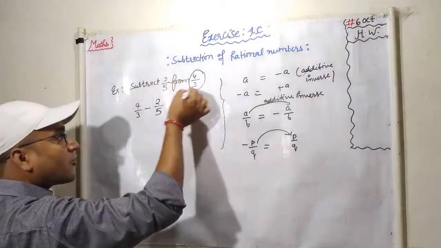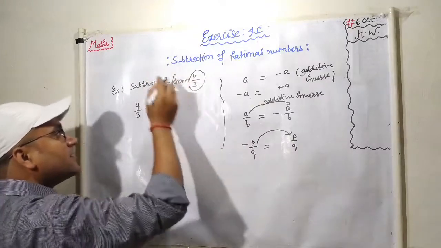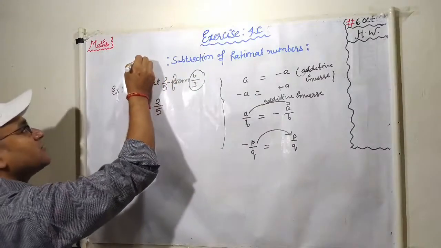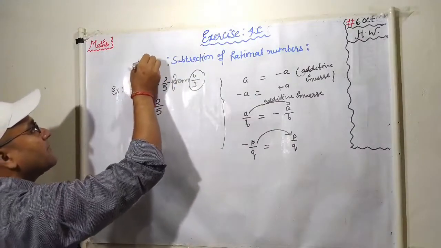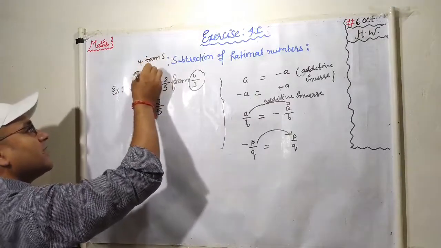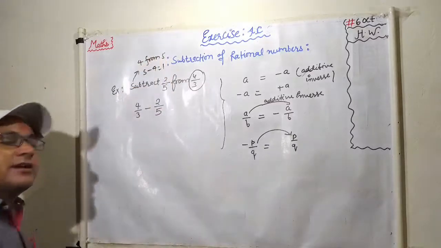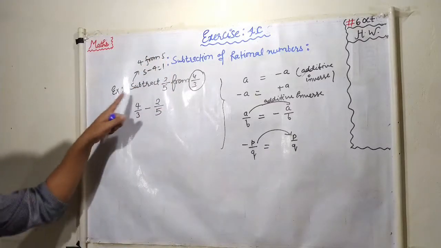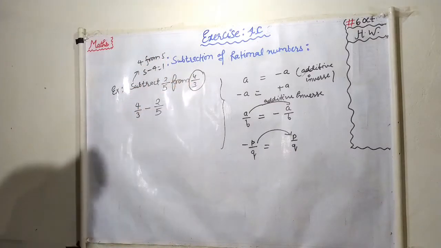Subtract 2 by 5 from, means this quantity subtract from that. Just as, subtract 4 from 5 means first you write 5, then minus 4. What you will get? 1. Same as it is, subtract 2 by 5 from 4 by 3.